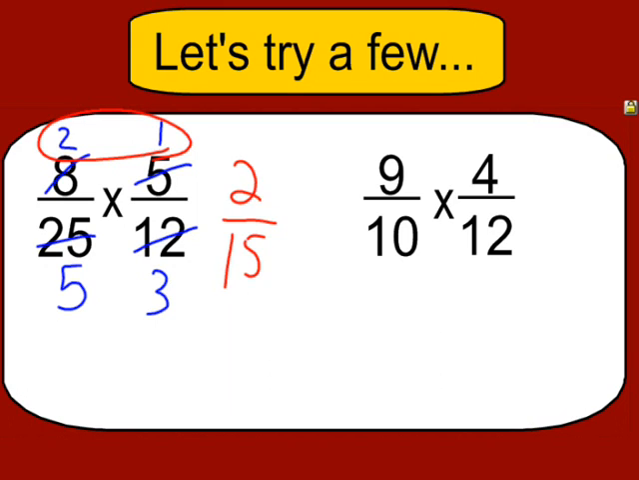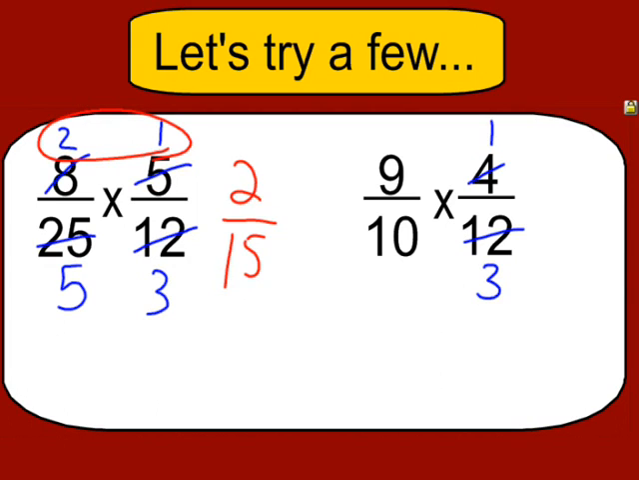Now in the next one, oftentimes kids will forget you could simplify this fraction. You could cancel the 4 and the 12. They share a factor of 4. So 4 divided by 4 is 1. 12 divided by 4 is 3.